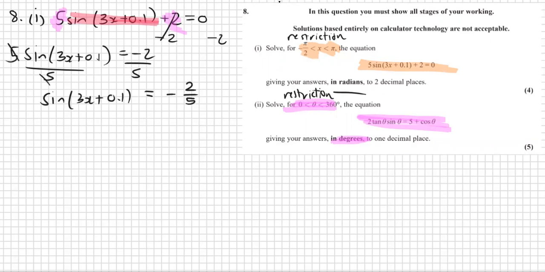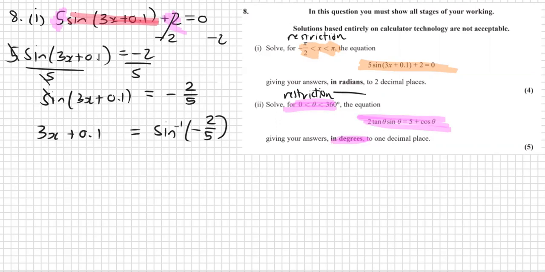Okay. Last step, we leave everything in the brackets where it is when you're getting your reference angle. And we take sine to the other side. The inverse of sine is sine to the -1. So sine to the -1 cancels out the sine, and -2/5. So we have 3x + 0.1 in radians is equal to sine to the -1 of -2/5.